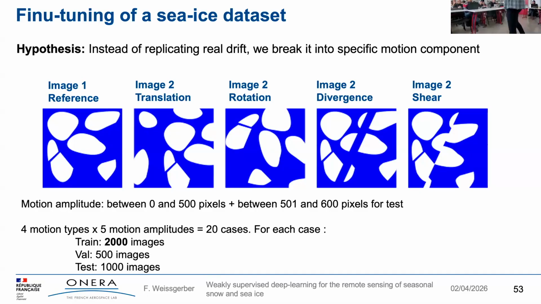And the other one is shear, again, a fracture. One part of the image is fixed and the other is sliding. That is four types of motion. And the motion amplitude is between 0 and 500 pixels. So that is a bit less than the mean sea ice drift, but we will do tiling when we go to higher drifts. And yeah, so for each case, she simulated all these images. So we have 20 different cases. And for each of these cases, she creates 2,000 train images, a bit of validation and a bit of test.